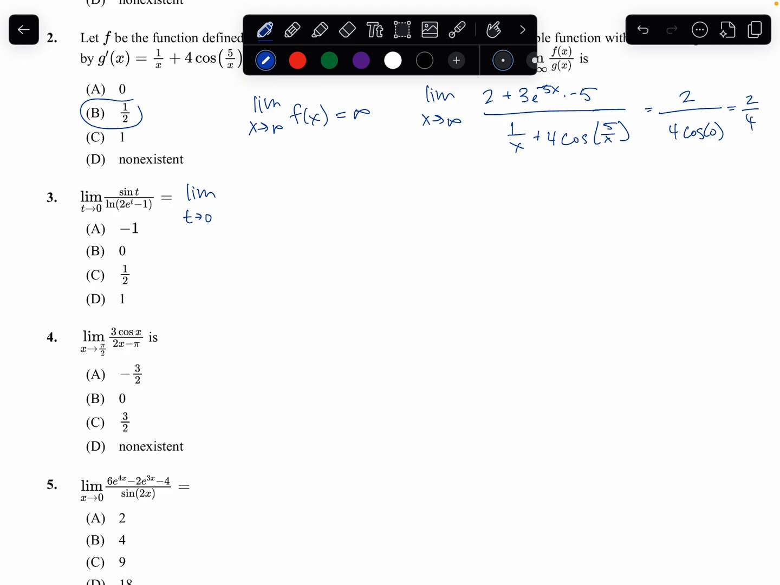So the limit as t approaches 0 of cosine of t over 2e to the t minus 1, times 2e to the t. So I took the derivative of the natural log, which is 1 over 2e to the t minus 1, times the derivative of the inside, and the derivative of the inside is 2e to the t. Okay, and then if I plug in 0, I'm going to get cosine of 0 over 2e to the 0 over 2e to the 0 minus 1. Cosine of 0 is 1 over 2 over 1. That's going to be 1/2.